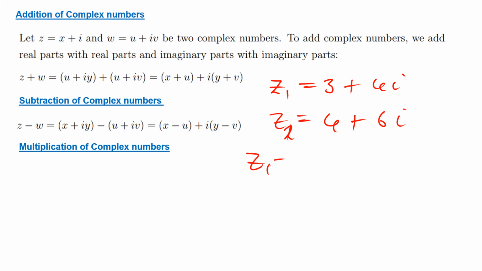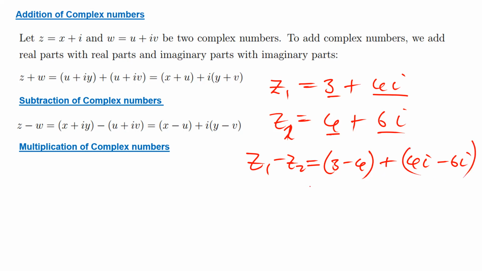So we can say Z1 minus Z2 is equal to, so we're going to say Z1 here, on the real part of Z1, we have 3 there. Then on the real part of Z2, we have 4. Then the imaginary part of Z1, we have 4i. Then the imaginary part of Z2, we have 6i. So when you subtract the first part here, 3 minus 4, the answer is -1. Subtract the second part, you have 4i minus 6i, the answer is -2i. So this is what you're going to get as a solution.